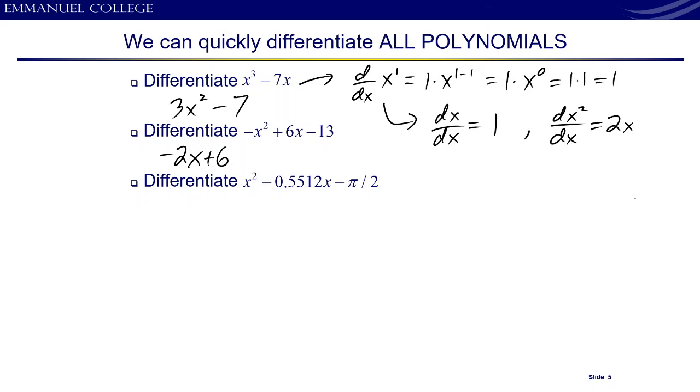A little bit trickier. But at the same time, it's not that much trickier. What would this derivative be? Yep, 2x minus 0.5512. Constants, regardless of how they look, are always still going to be treated the same way. Pi over 2 is a constant, so its derivative is 0. 0.5512, it's a constant, so we just leave it alone when we do that derivative.